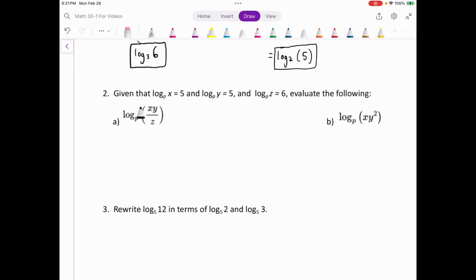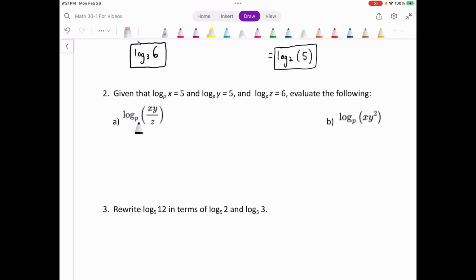All right, so let's look at this one. Given that log base p of x equals 5, log base p of y equals 5, and log base p of z equals 6, we want to evaluate the following. Now, the problem here is we know what log base p of x and log base p of y and log base p of z are, but we have no idea what log base p of xy divided by z is, right? If we could make these show up in our equation, we could just put in their numbers and evaluate, because evaluate means get a numerical answer, right? Figure out what this is actually equal to as a number typically. So how could we do that?